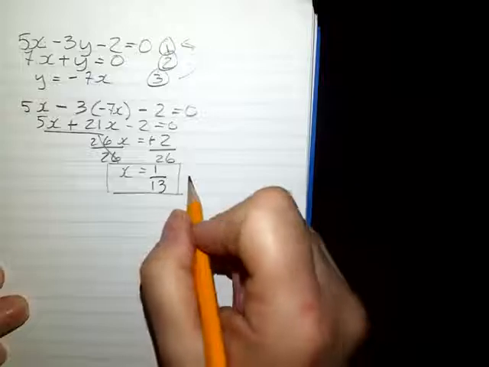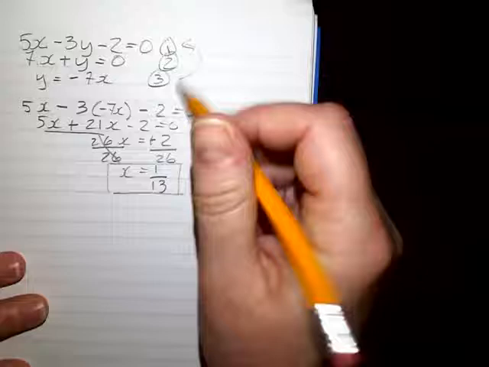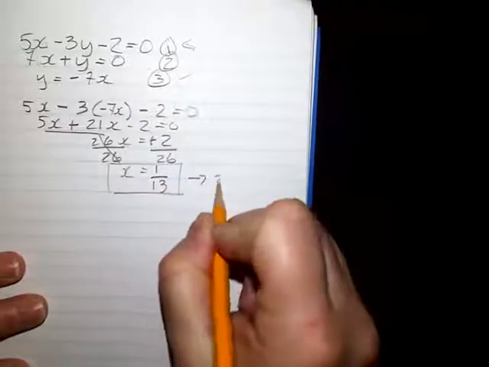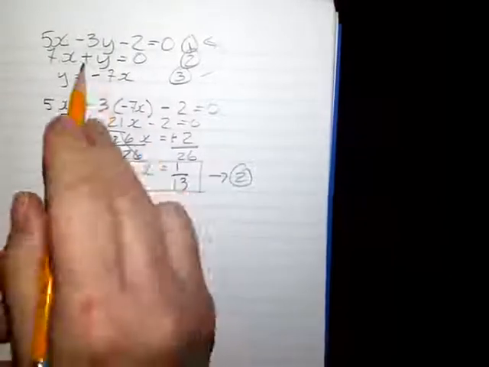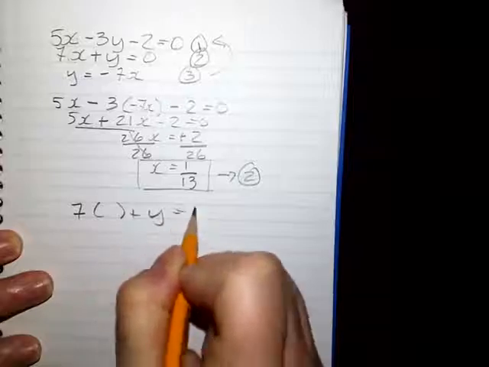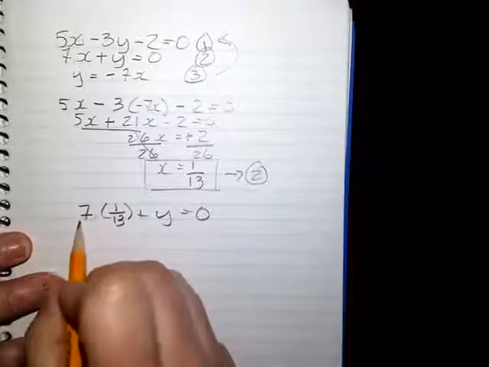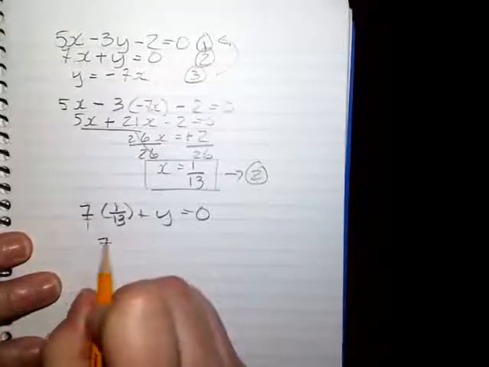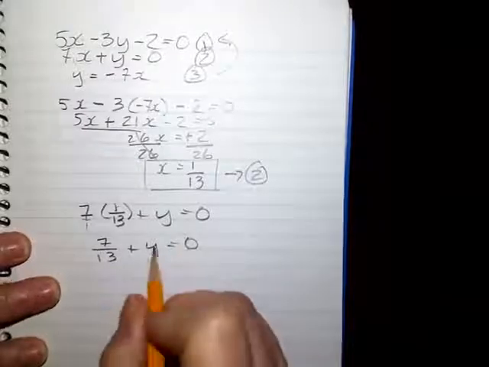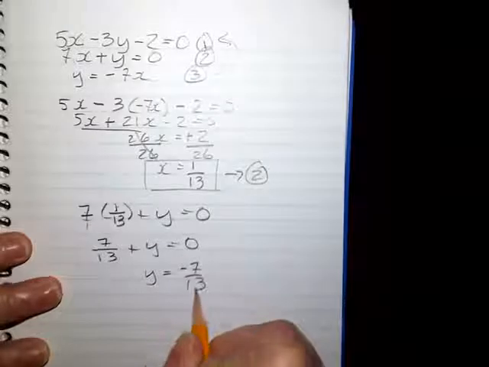So I'm now going to sub that into, I subbed it into this equation already, so now I'm going to sub this into equation 2. So equation 2 I'm going to rewrite as 7x plus y equals 0, and x is this. So now 7 is really 7 over 1. Multiply the numerators, multiply the denominators, and I have y equals, when I bring this over, negative 7 over 13.